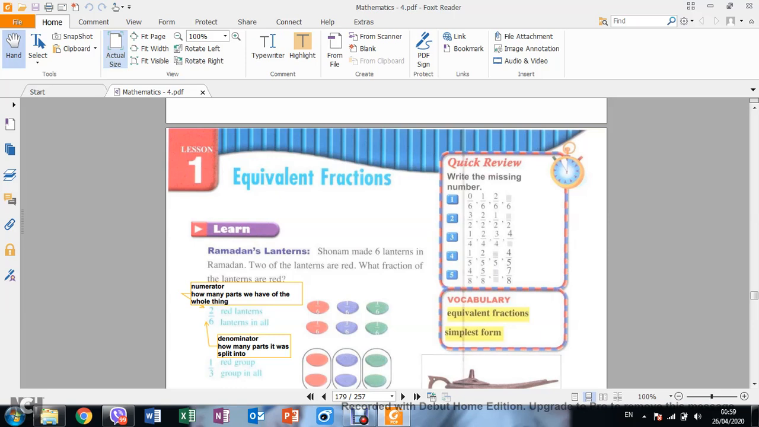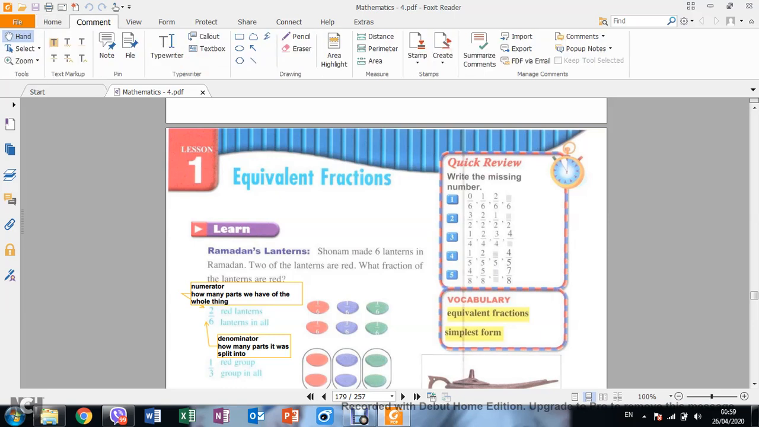For example, we have a pizza, okay? This is a pizza. Now, after that, I only eat half of this pizza. Look, this is a whole, so one pizza means I have one. After that I eat half of this pizza, okay?